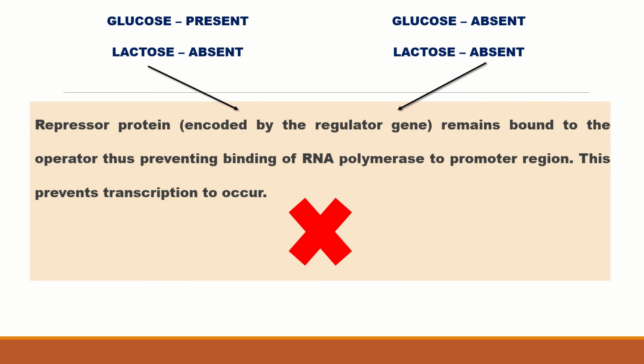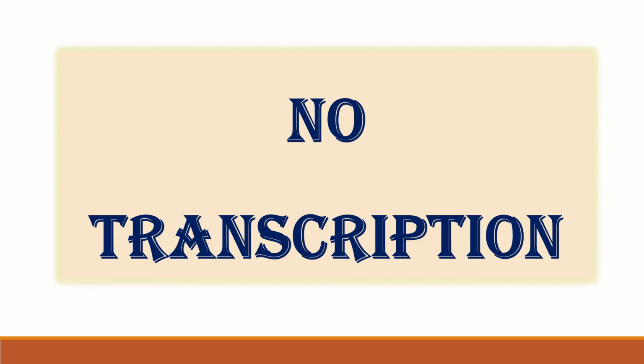The second case here shows absence of both lactose as well as glucose. It's quite evident that if lactose and glucose both are absent, the operon will not perform, or else there will be no transcription of genes at all. The same condition applies here also. The repressor will remain bound to the operator region. The RNA polymerase will not bind to the promoter region, and hence there will be no transcription. So the result of the previous two cases is what? No transcription of structural genes.